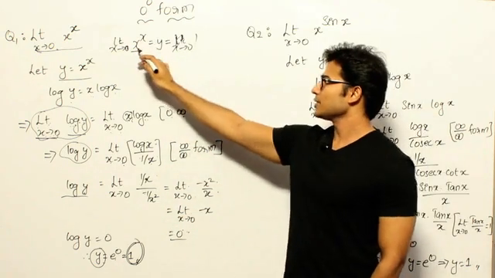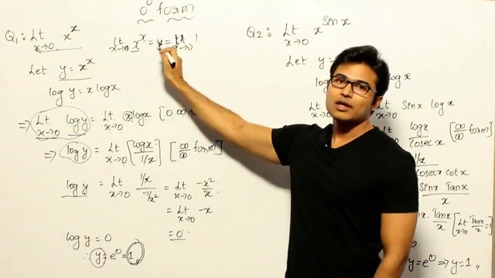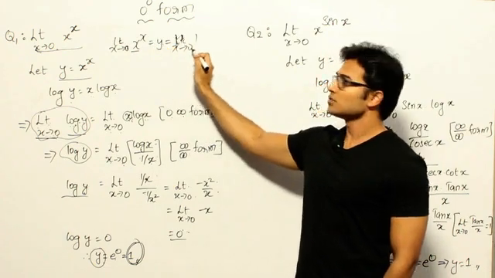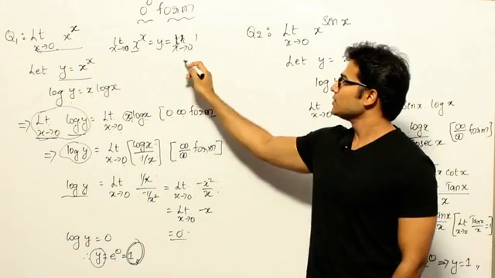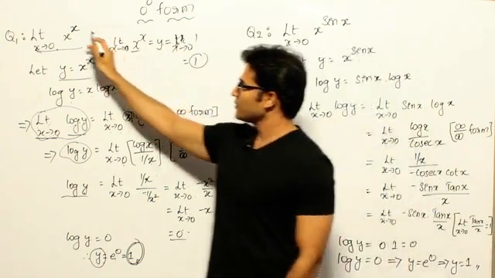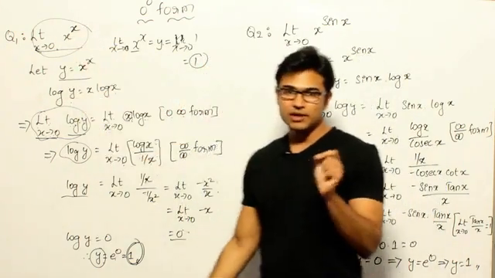Limit x tends to 0, x power x equals limit x tends to 0, x, which equals limit x tends to 0, 1, isn't it? So which is nothing but 1. Therefore this entire value becomes 1. This is where you should be a bit careful.